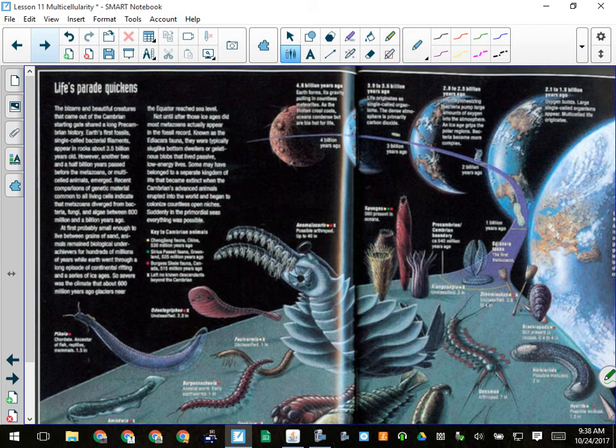Now, the first things to form after the Big Bang would have been, well, there's lots of hydrogen atoms out there. Hydrogen atoms combine to form stars. The earliest stars were actually very, very large. There's a trend towards smaller stars as the universe ages. So that's the first thing.